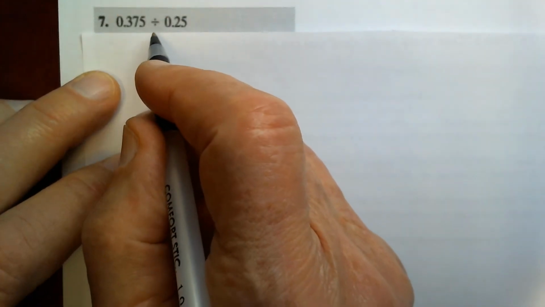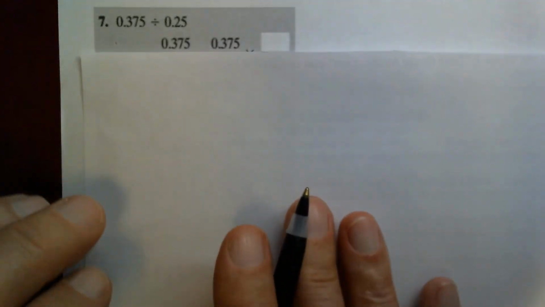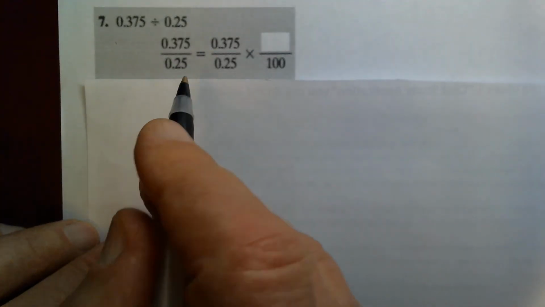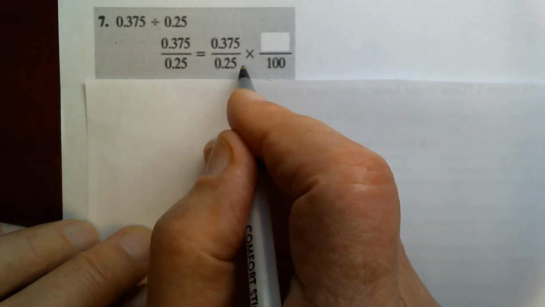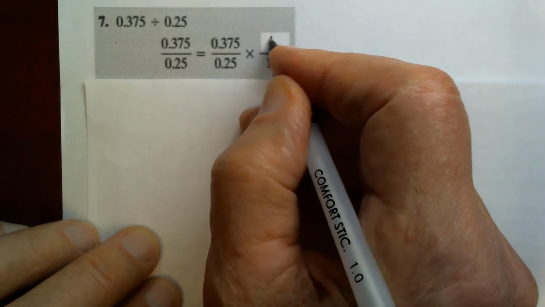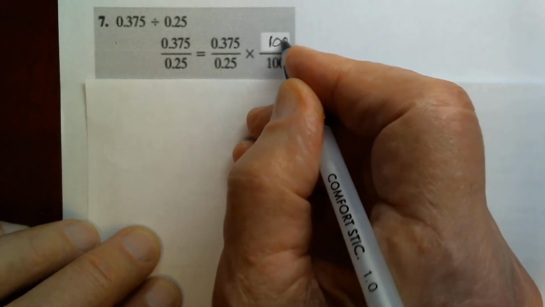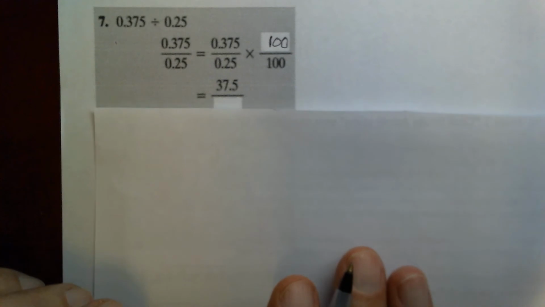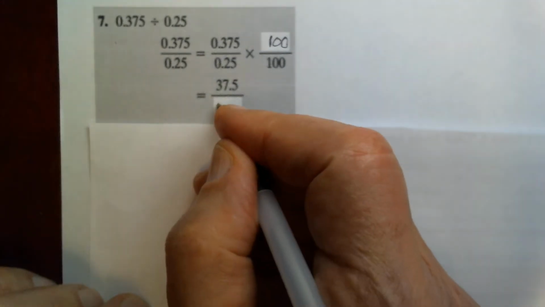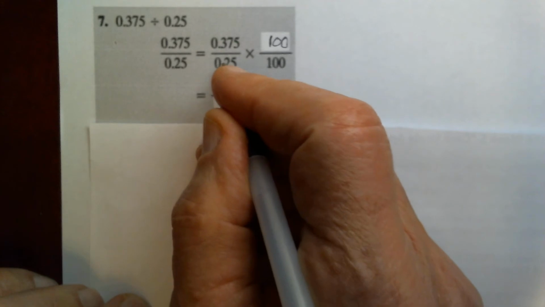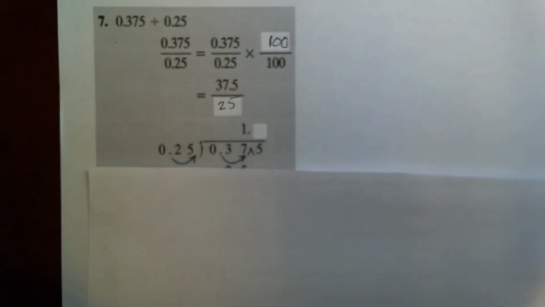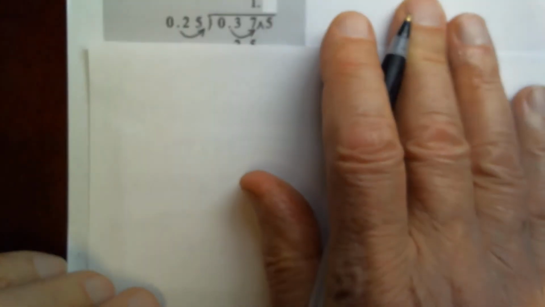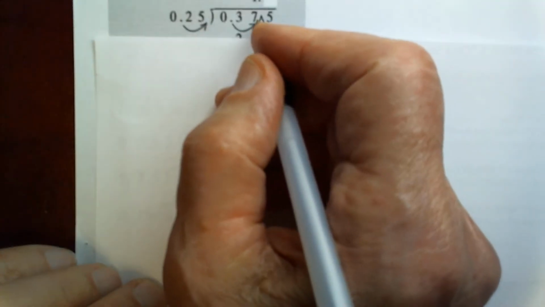In the guided solution example, we divide 0.375 by 0.25, and so we write it as a fraction. 0.375 divided by 0.25. And now we multiply numerator and denominator by 100. So in other words, now we're dividing 37.5 by 25. We move the decimal 2 places to the right because we're multiplying by 100 in the denominator. So in other words, it is 25 divided into 37.5.